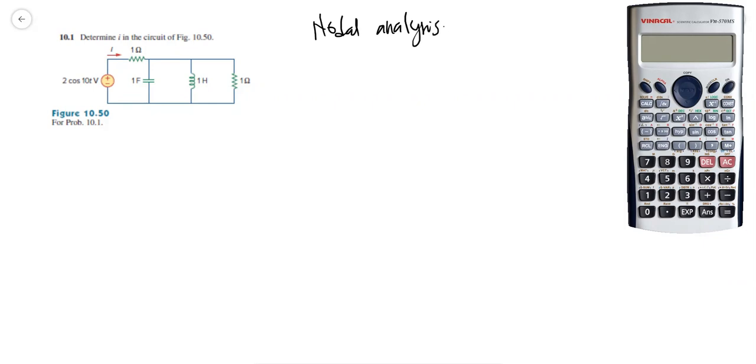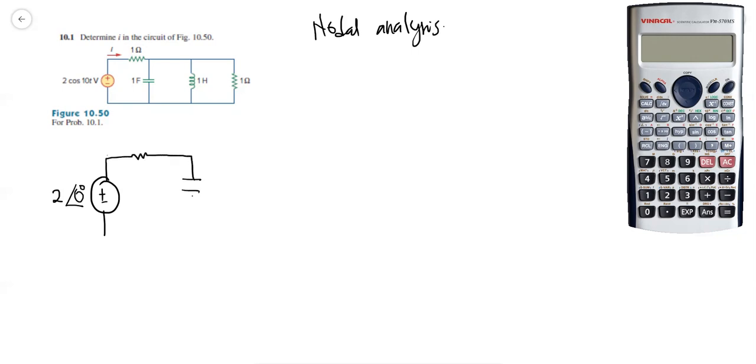So, this is an example of solving an AC circuit using nodal analysis. The question is: determine I in the circuit of figure 10.5. As you can see here, the circuit is in the time domain. So what we need to do first is to convert this into a phasor domain circuit. Right now, your voltage source is converted to phasor domain, so only the magnitude and the phase angle. The phase angle is 0 right now.